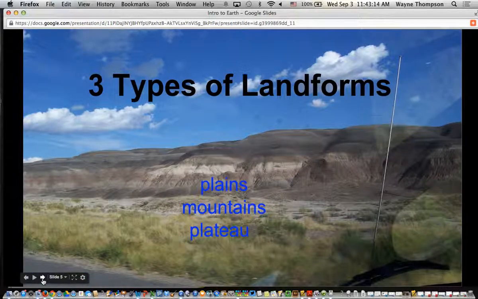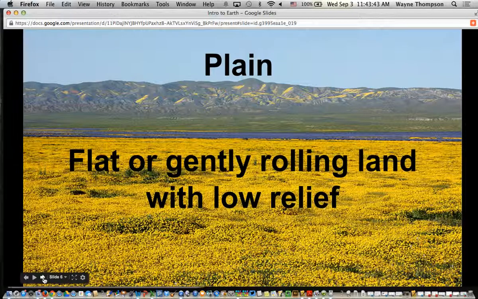There are 3 types of landforms that you're going to need to know. Plains is one of them. Mountains is another. And plateaus is yet another. We're going to take a close look at these in sequence. 3 types of landforms you need to know: plains, mountains, and plateaus. So let's take a look. A plain is a flat or gently rolling land with low relief.